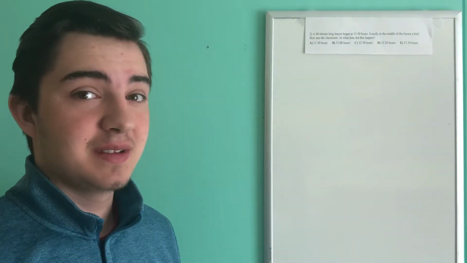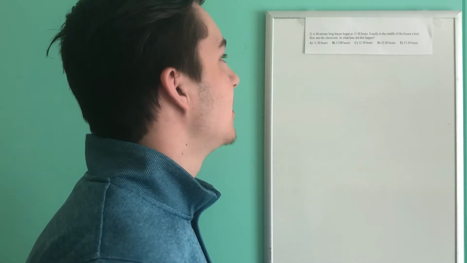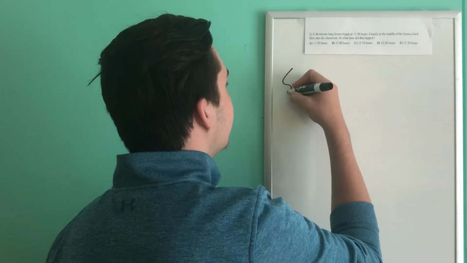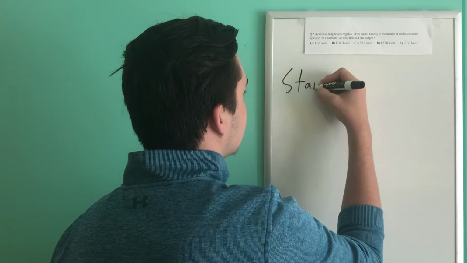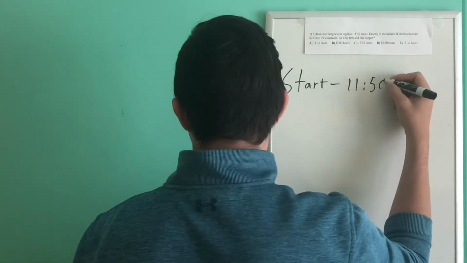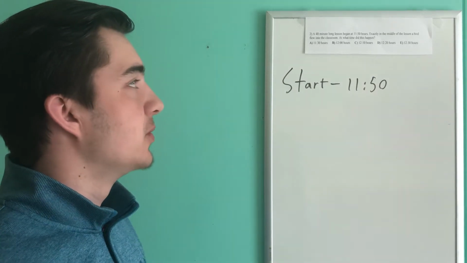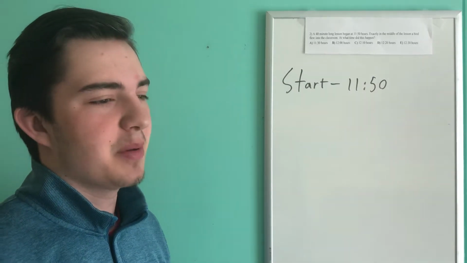And yeah, number 1. This one says number 2 just because I copied it from a test. A 40-minute long lesson begins at 11:50 hours. All right, so start time. So it starts 11:50. Exactly in the middle, a bird flew into the classroom. At what time did this happen, right?